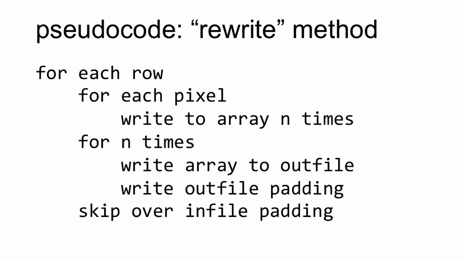Now that you're equipped with fseek, we can talk about pseudocode for the rewrite method. Now remember that even within the rewrite method, there are multiple ways to implement this. So your pseudocode and your implementation might very well be different than mine, and that's okay, as long as it works and the basic premise is the same. That for each row, we're going to make a copy of the array that we want to write. Then, for n times, we'll write that array to the out file and write the out file padding. Once we're done, we'll fseek over the in-file padding and then repeat for the next row.